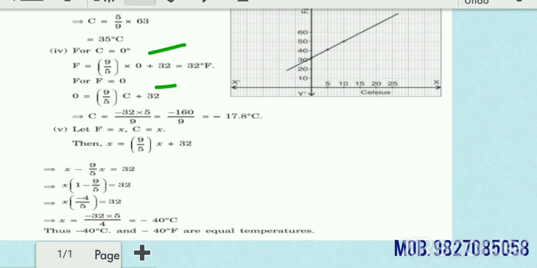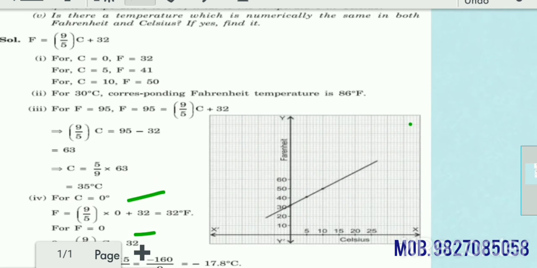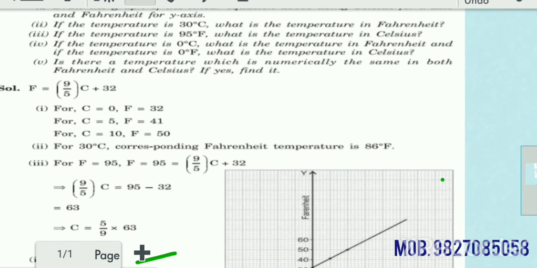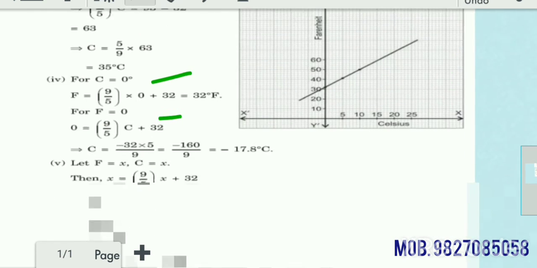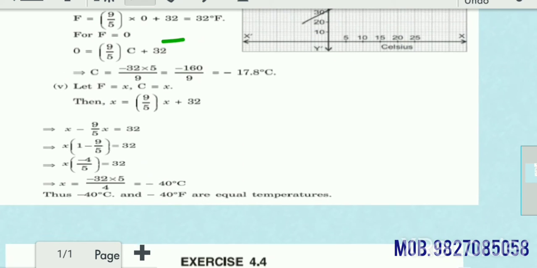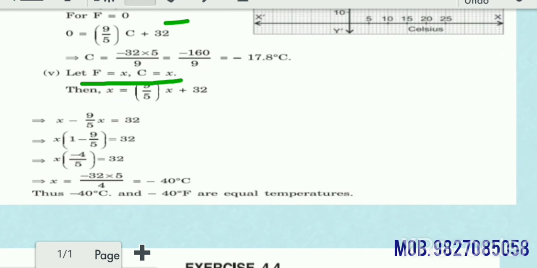Okay. Now the fifth and last one is, there is a temperature which is numerically the same. If both are the same, we have to check what temperature comes out the same. So suppose the value of F is equal to x and C is equal to x, put the given formula. So we get easily temperature equal to 40 degrees Celsius. This is for Celsius and this is for Fahrenheit because both values are equal.